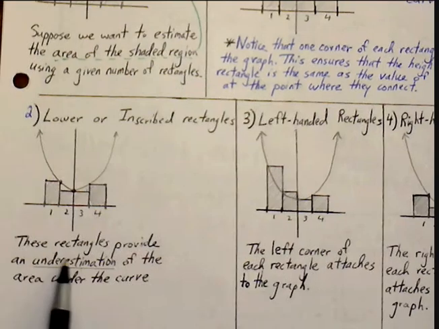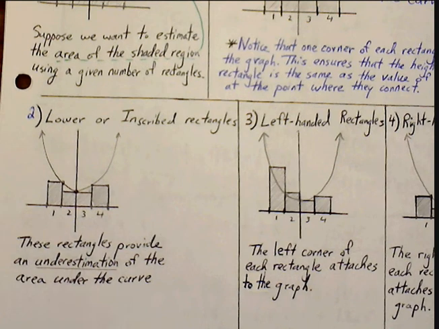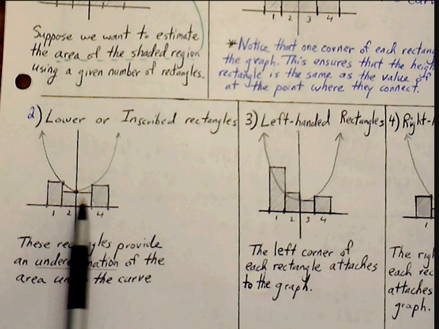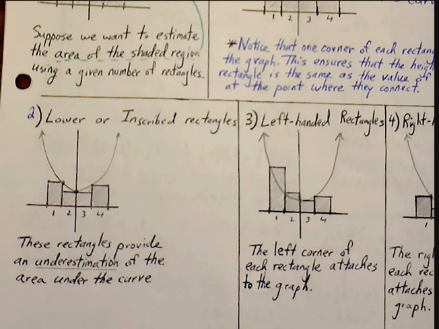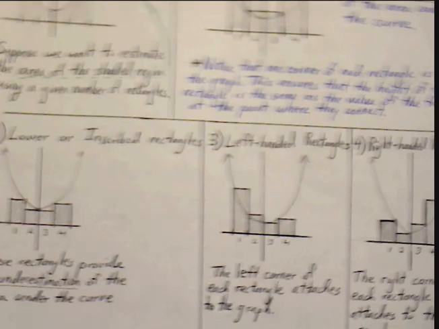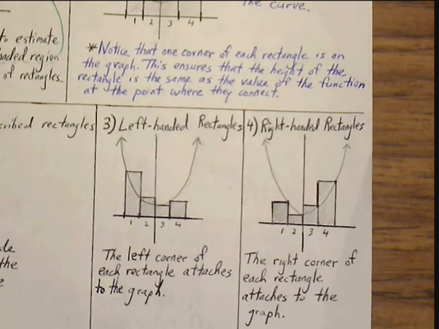So these rectangles provide an underestimation of the area under the curve. With these inscribed rectangles, again, we have to draw rectangles so that each rectangle has gaps that exist below the curve, and we need to choose the appropriate corner to connect to the graph. So for the first and the second rectangle, we have the upper right corner, and for the third and the fourth rectangle, we have the upper left corner connected to the graph. Okay.